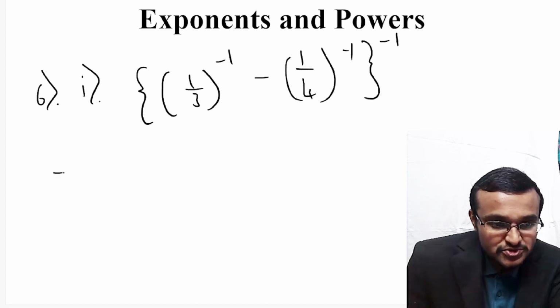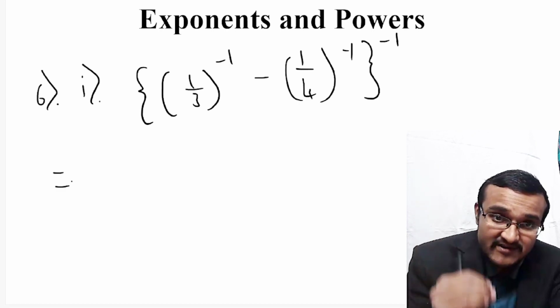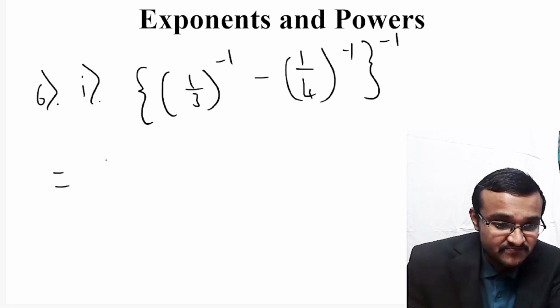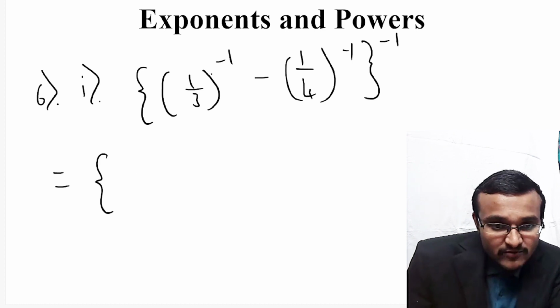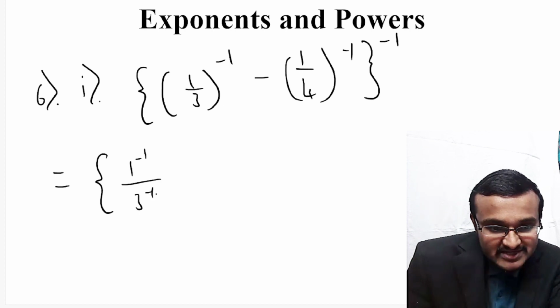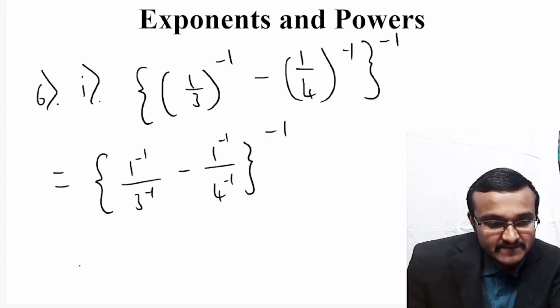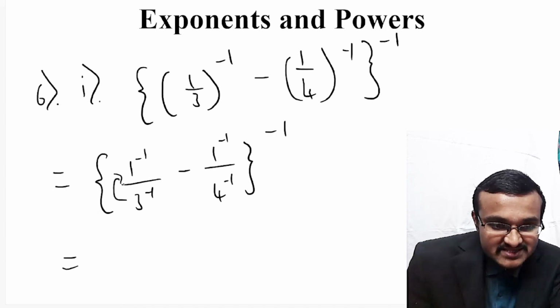So now you solve whatever is there inside the flower bracket first. Here 1 by 3 whole power minus 1 is there, which means it is 1 power minus 1 by 3 power minus 1, minus 1 power minus 1 divided by 4 power minus 1. Outside, minus 1 is there. So now you can just interchange these two.